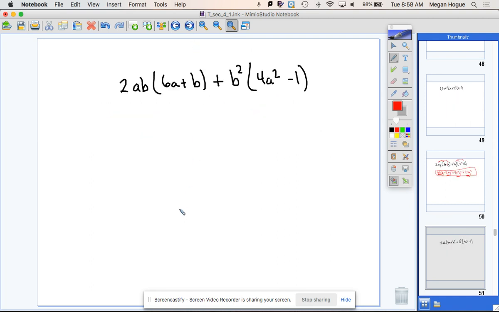Let's do this one, and then I'm going to give you the homework. 2ab times 6a plus b squared times 4a squared minus 1. See if we get any terms we can combine here. 2ab times 6a plus b squared times 4a squared minus 1. Again, it looks messy. Take it a little chunk at a time.